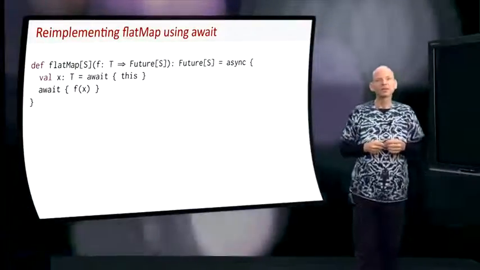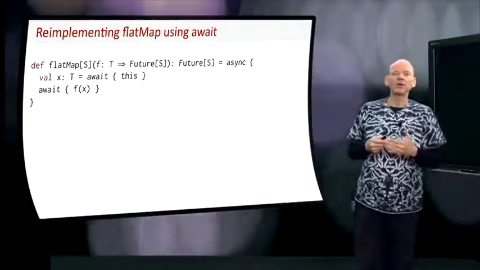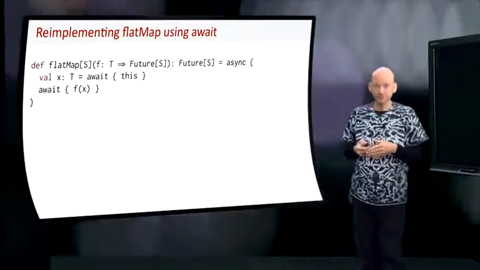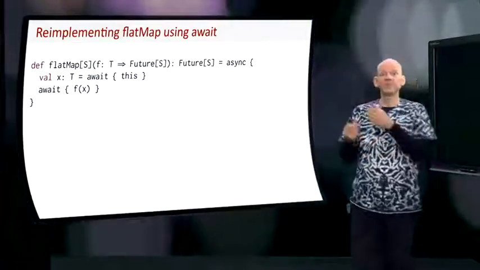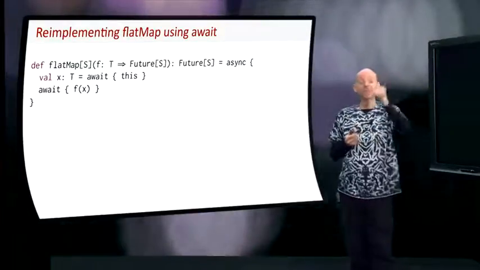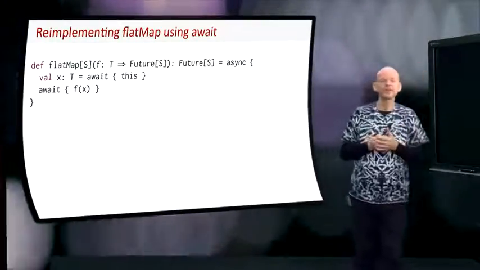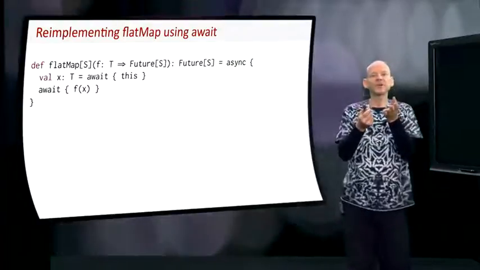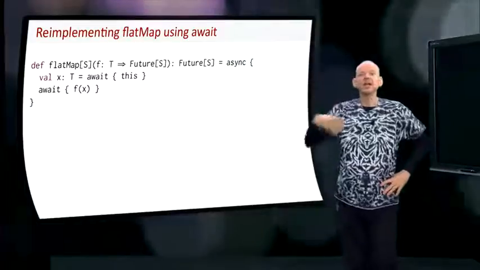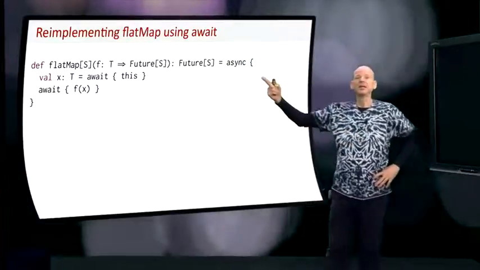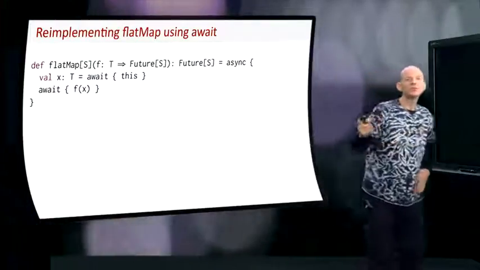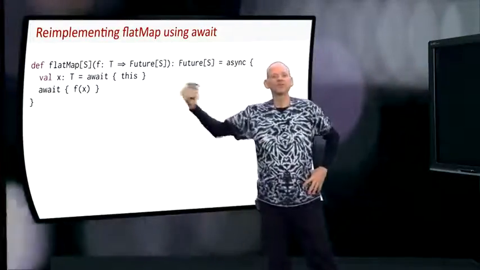A flatMap is even nicer. So a flatMap takes a function that, given a T, returns a future. This is the instance method, so the this is Future of T. So how can I call that function? Well, to do that, I first have to take a Future of T and turn it into a T. Ha! But magically, if I'm in this async block, I can use await, so I just await myself.